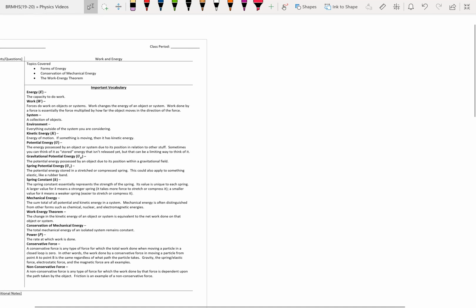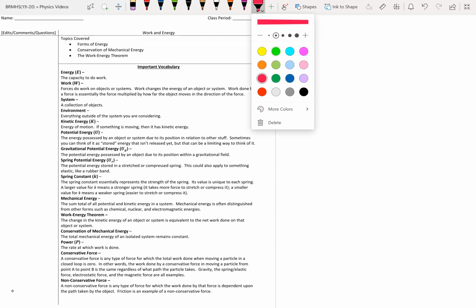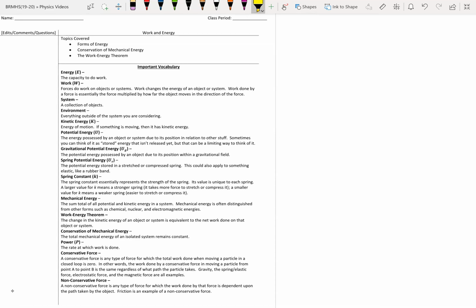So, first we'll start just with some of our important vocabulary. We had some definitions already in class, ideas about how we could define energy. Lots of different definitions we could use. We're going to use the capacity to do work, because we need something that involves work. Energy and work are inherently connected. They can't be divorced from one another. They're like, for lack of a better phrase, two sides of the same coin.